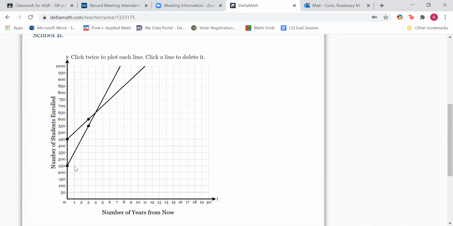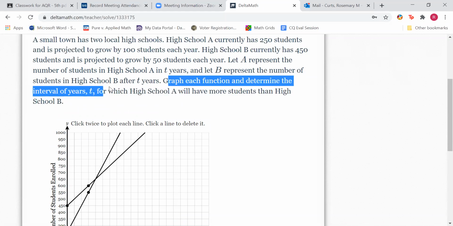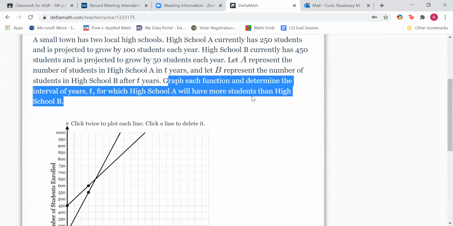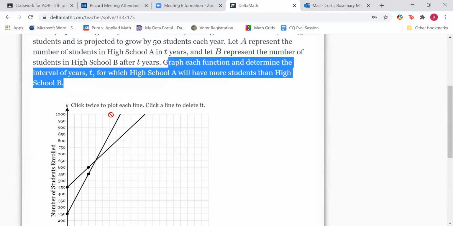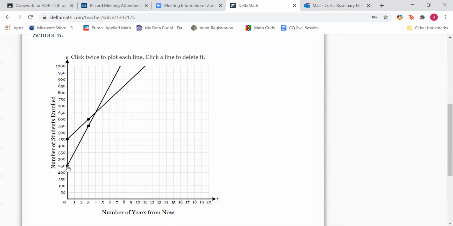So you have these two graphs. The first one that starts at 250 is High School A. Second one starts at 450 is High School B. And then what we want to know is determine the interval of years for which High School A will have more students than High School B. So you know at first, okay. At first, High School A has fewer than B, right? A has 250, B has 450.